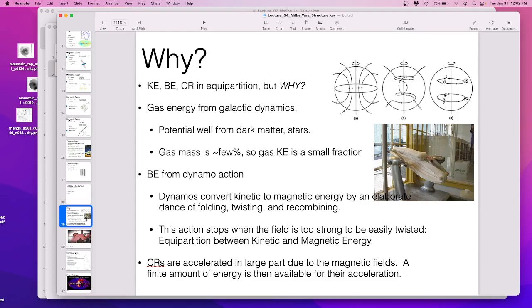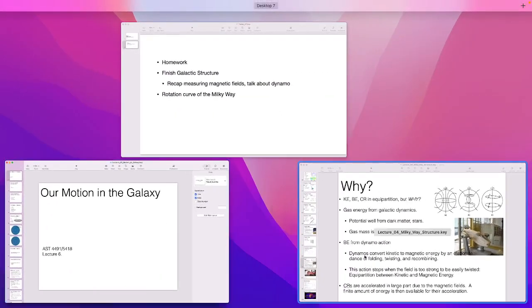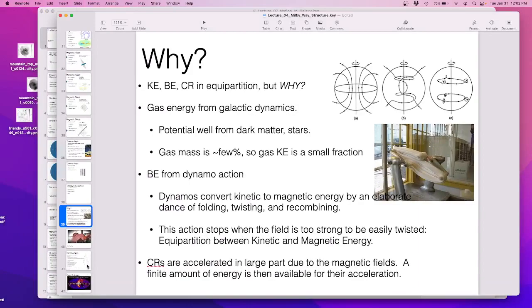All of this will probably show up on homework, because I like this stuff. Let's see. Is there anything else about galactic structure that I want to talk about?